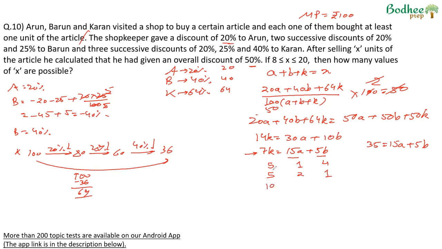Increase the value of K to 10, a multiple of 5, 70. If we put A as 1, 70 minus 15 is 55. So B will be 11. If this is 2, 70 minus 30 is 40. B will be 8. If this is 3, 70 minus 45 is 25. B will be 5.